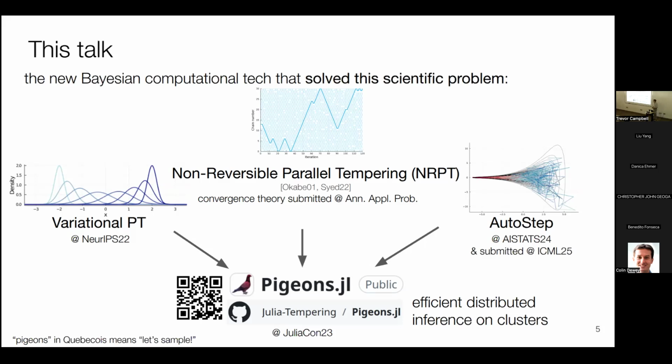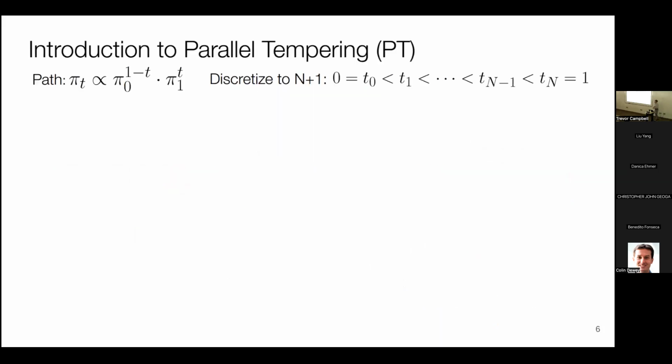Okay, without further ado, let's get into the technical stuff. First, I'm going to introduce parallel tempering. What is parallel tempering and how does it work? Well, we know that MCMC that targets just your posterior struggles. It can get stuck. It cannot explore the global structure of the target well.